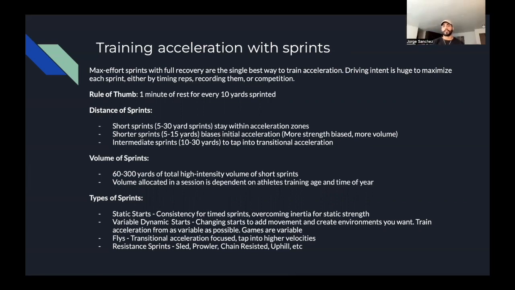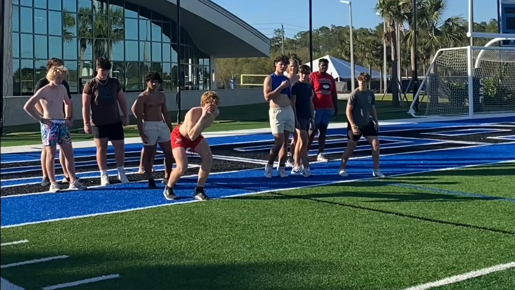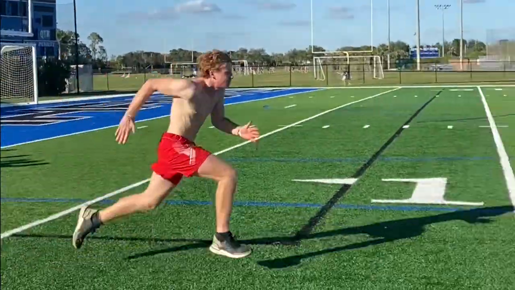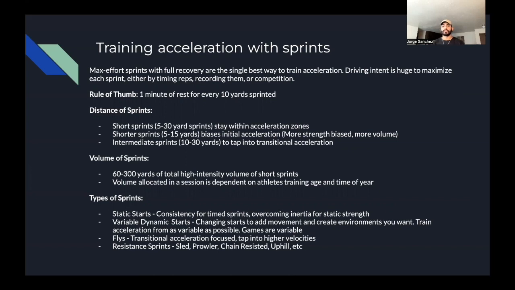Now, to ensure full recovery between sprints, a good rule of thumb is about 1 minute of rest for every 10 yards sprinted. Now, let's talk about the distance of your sprints. For acceleration-based sprints, we want to stay between that 5 to 30-yard mark. Shorter sprints from 5 to 15 yards are going to bias that initial acceleration and are very strength biased. So you could do more reps of these very short sprints with a little bit less rest.